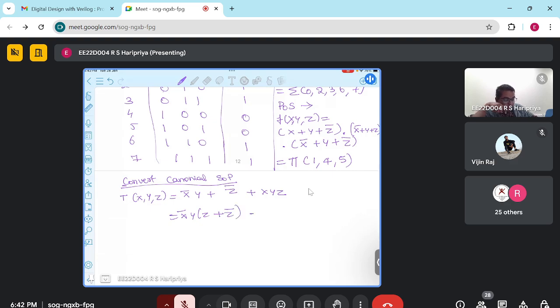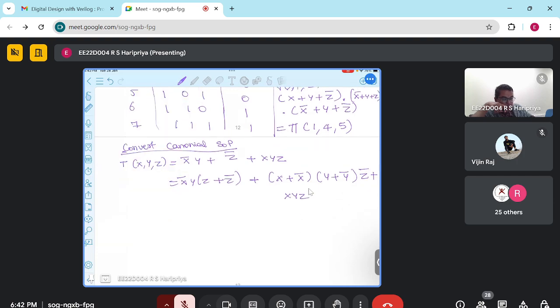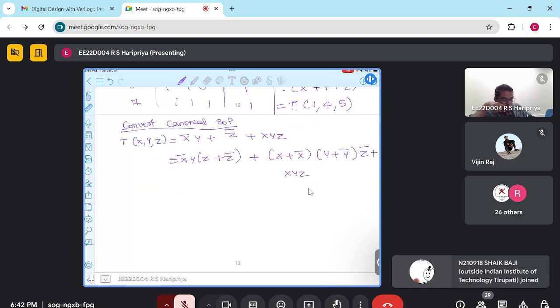In this term, both x and y are not there, so we have to multiply with x plus x bar as well as y plus y bar and z plus z bar, plus xyz. This is in proper minterm form. Now apply the distribution theorem.